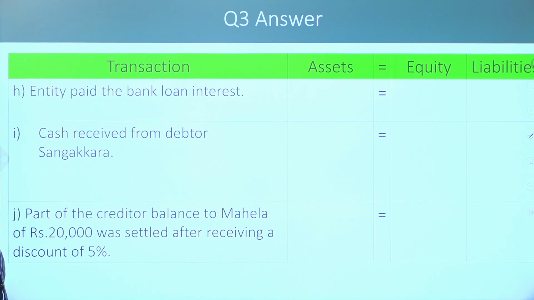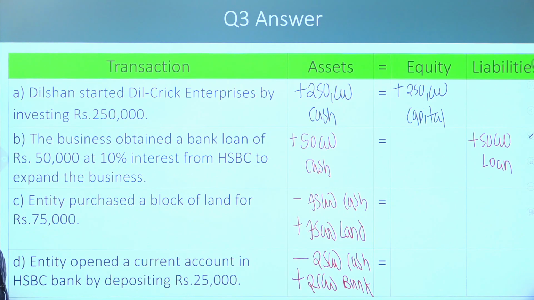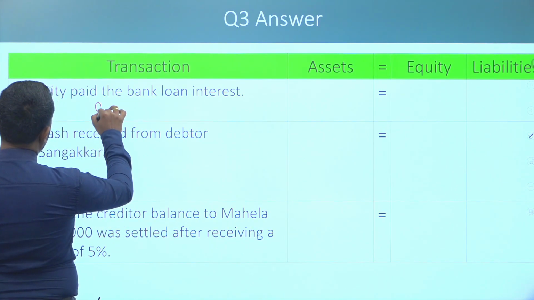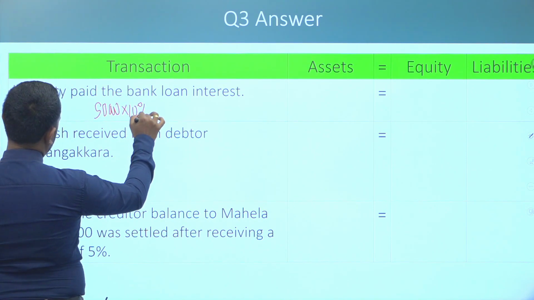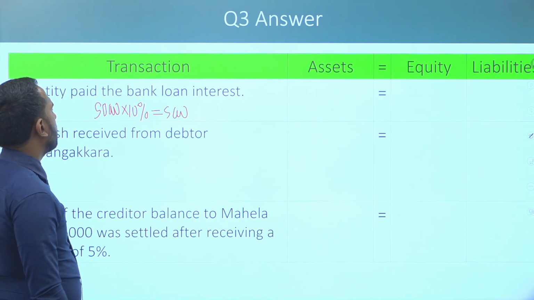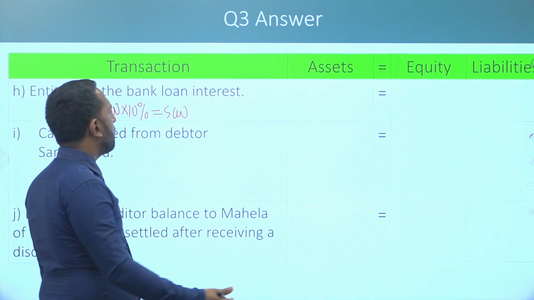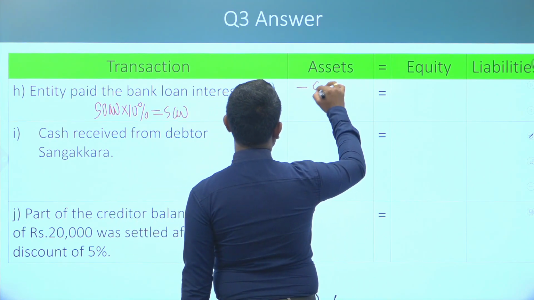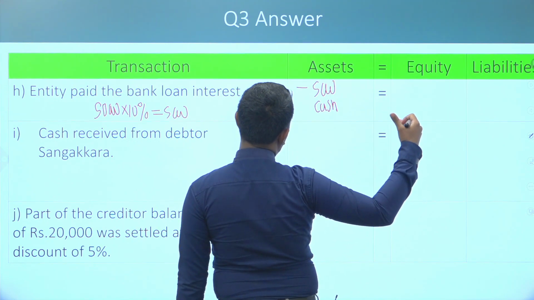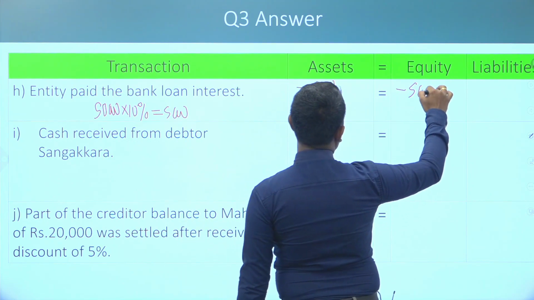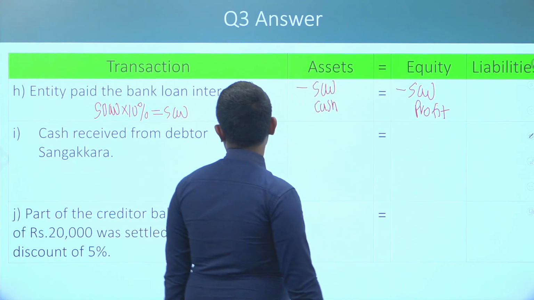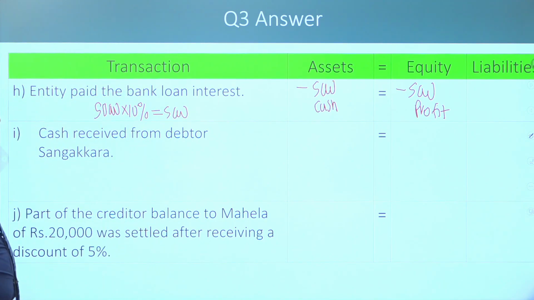Okay. The entity paid the bank loan interest. We took a loan of 50,000 at 10%. So the bank loan interest is 50,000 into 10%, which comes to 5,000. When you pay the bank loan interest, cash is coming down. And on the other side, because of the interest, my profit is coming down by 5,000. So because of the loan interest, my profit is also coming down.